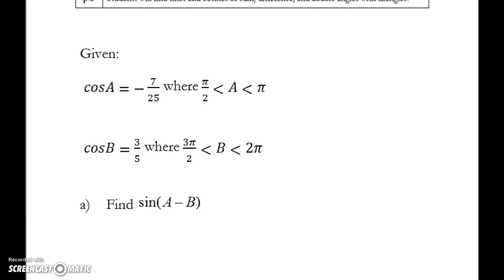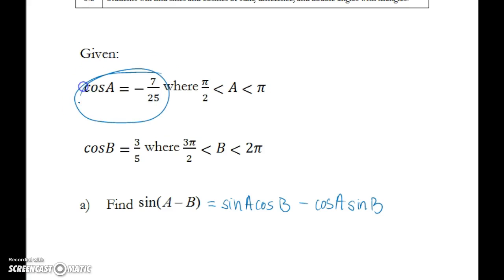Now, if you look on your formula sheet, sine of A minus B is defined as the sine of A times the cosine of B minus the cosine of A times the sine of B. Looking at our given information, we know the cosine of A is negative 7 over 25. So let's replace cosine of A with negative 7 over 25. Notice there's a minus from the equation and a negative because that's the value of cosine of A.